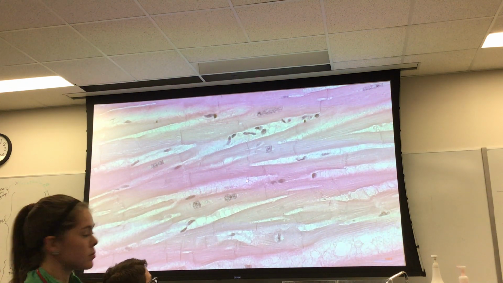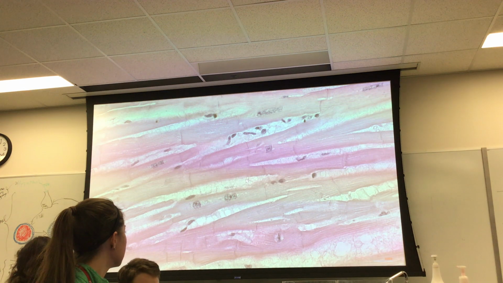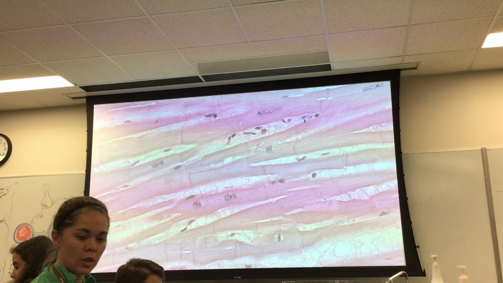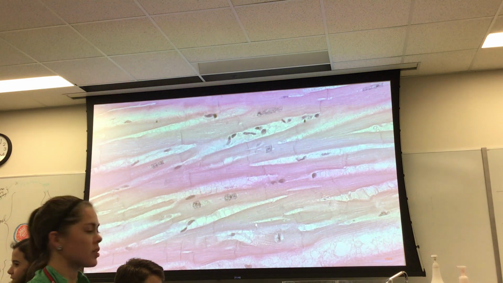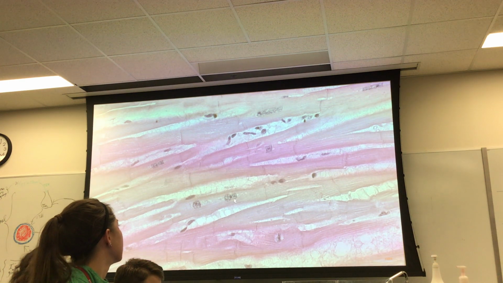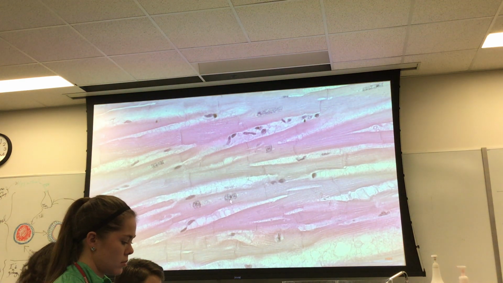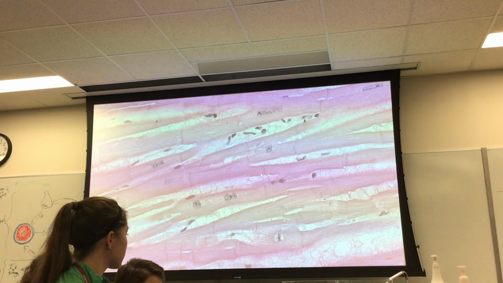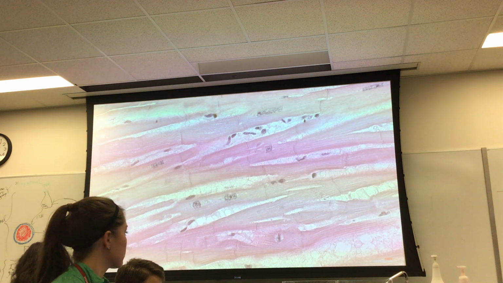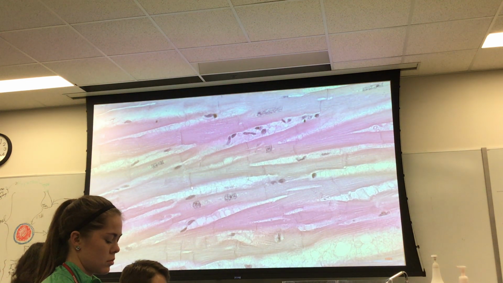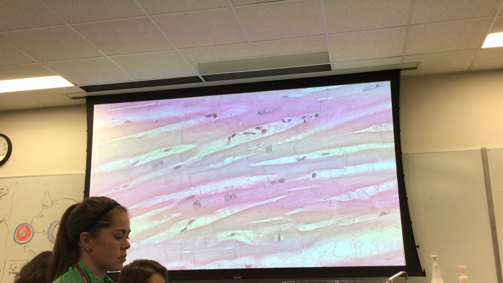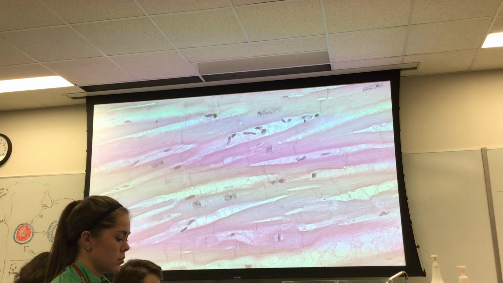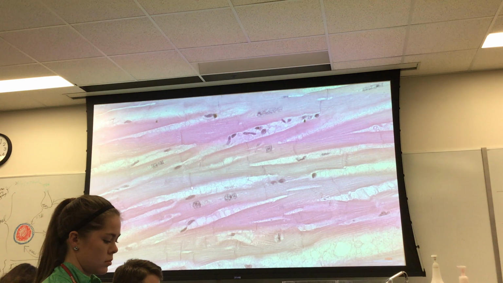Is anyone in doubt as to what this is? This is cardiac. Why is it cardiac? A bunch of reasons. You don't have to say. Okay, centrally placed nuclei. Gotta be cardiac. Skeletal's on the periphery. These cells are branching. Skeletal never does that. These things are called intercalated discs. Skeletal doesn't do that. Okay, so there is an example of cardiac muscle in longitudinal section.